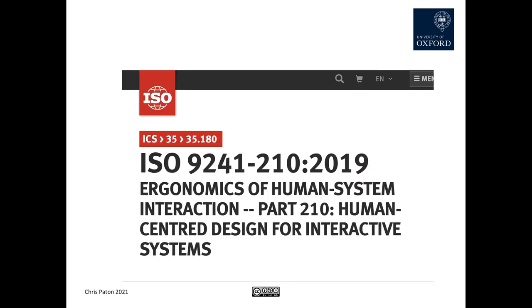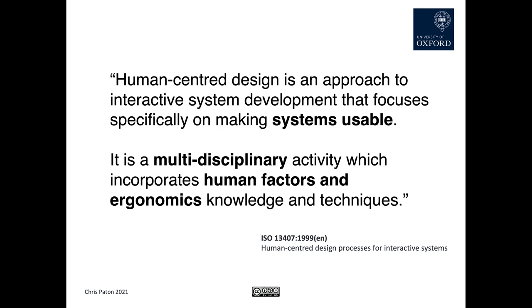There's also a definition from ISO, the International Standards Organization. Human-centered design is really the standard process for designing information systems nowadays. ISO defines standards on a whole wide range of things, including how we should design user interfaces so that they're safe and effective. They have a definition that says human-centered design is an approach to interactive system development that focuses specifically on making systems usable. It's a multidisciplinary activity that incorporates human factors and ergonomics knowledge and techniques.